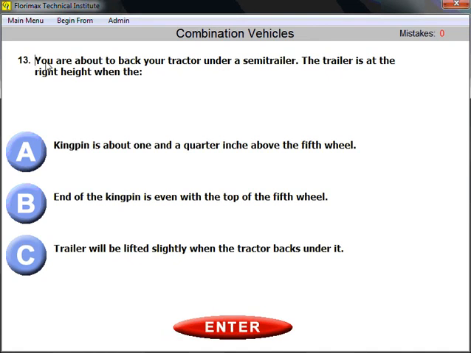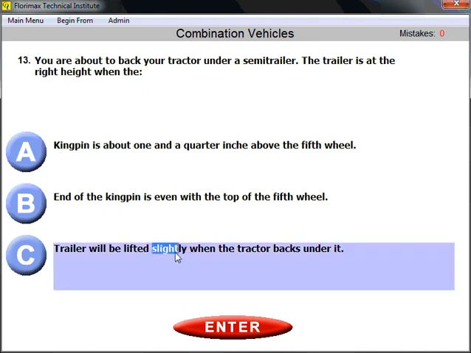Question 13. You are about to back your tractor under a semi-trailer, you are going to connect them. The trailer is at the right height when? What is the sign for you that it is at the right height? The trailer will be lifted slightly when the tractor backs under it. That's the right height: lifted slightly.